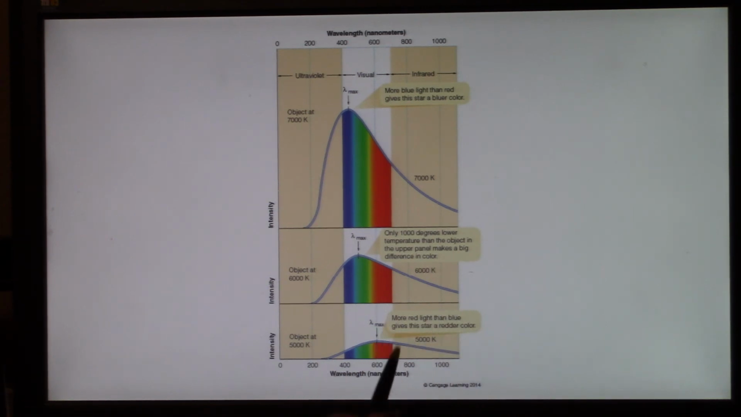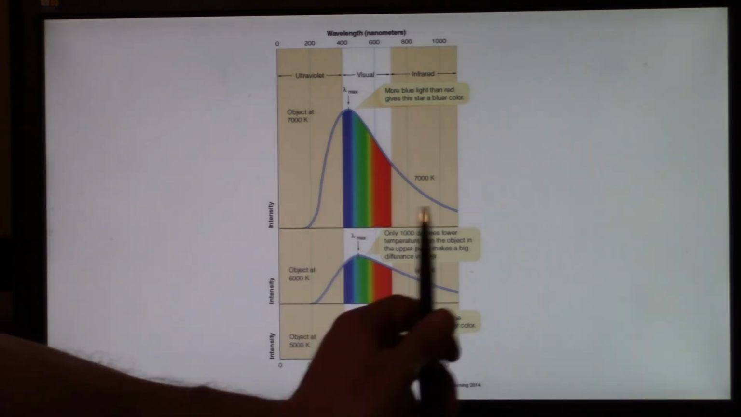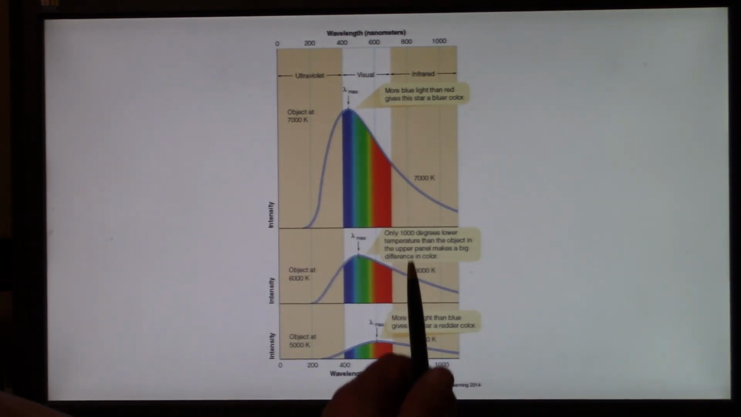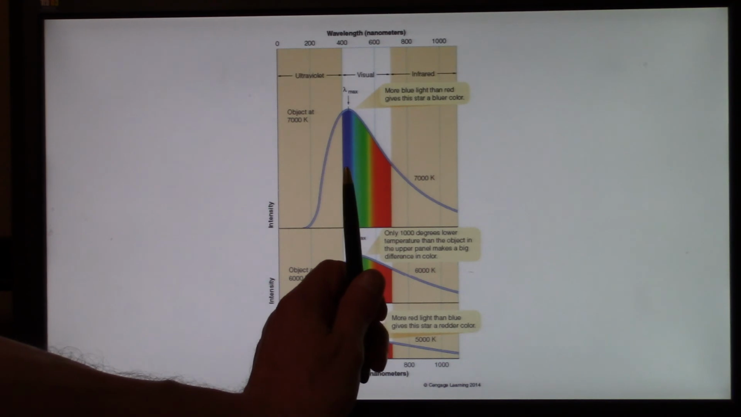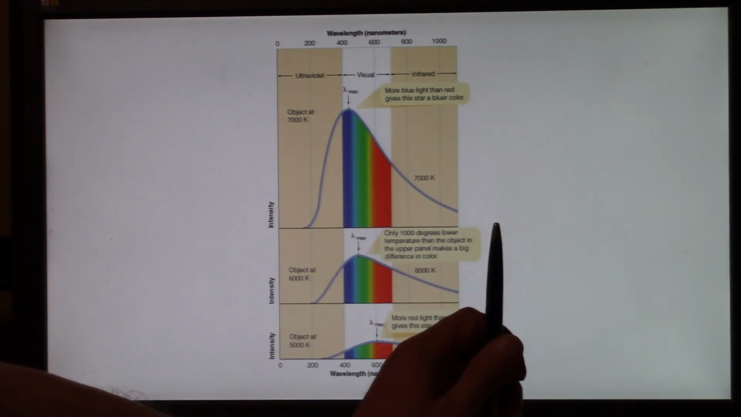What it means is that if you see a red star, it's cooler than a yellow star. Our sun is a yellowish-white. It's 5,800 degrees at the surface. And here we're talking about surface temperatures, not the temperatures inside where the thermonuclear fusion is happening.